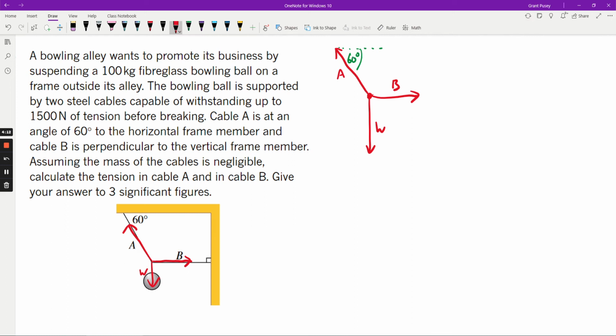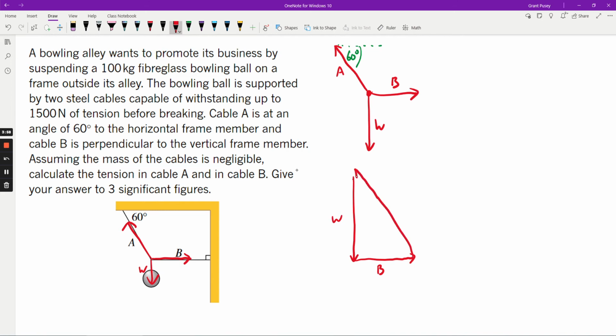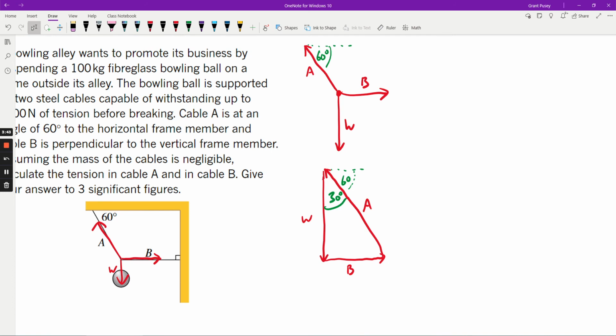So if I redraw this diagram as a vector diagram, knowing that it's in equilibrium, all of the vectors should add up to 0. So I'm going to draw it in such a way that I finish where I started, and this here will be A. Now again, because we know that this angle here is 60, we know then this one here is 30 degrees, and from here we can essentially solve all of it.